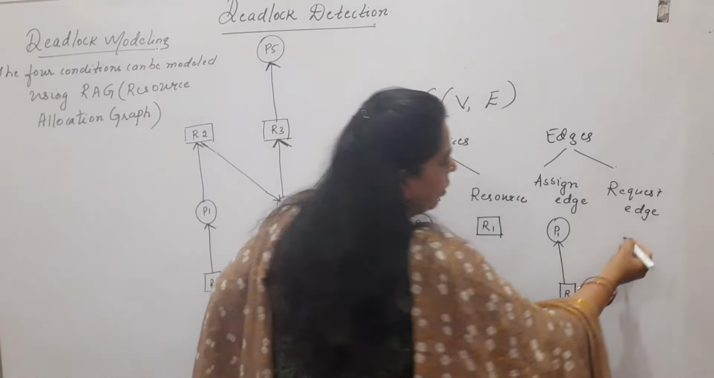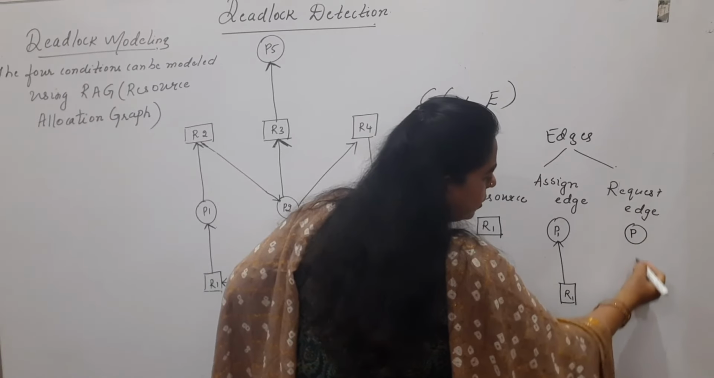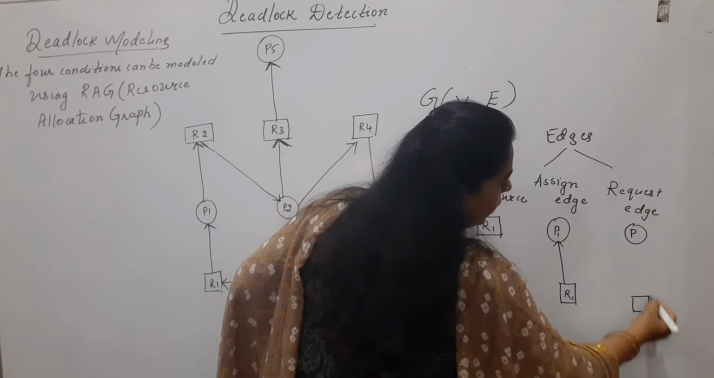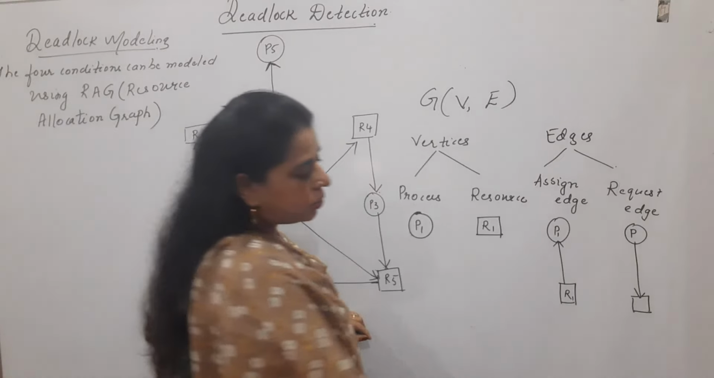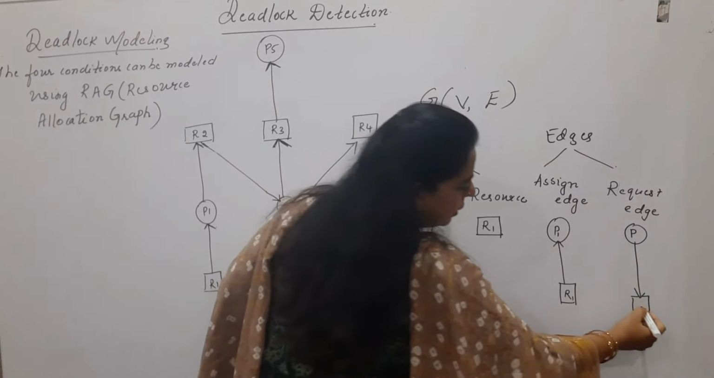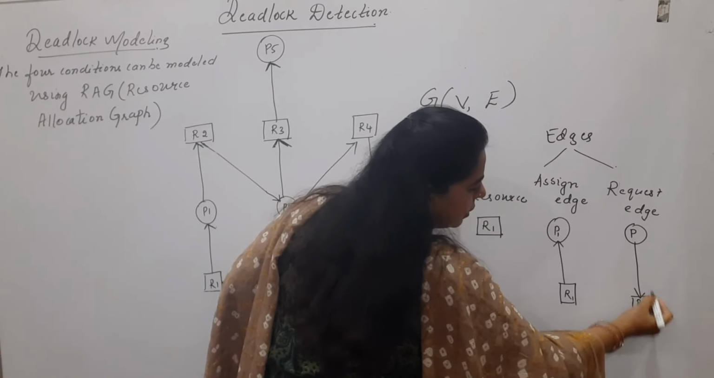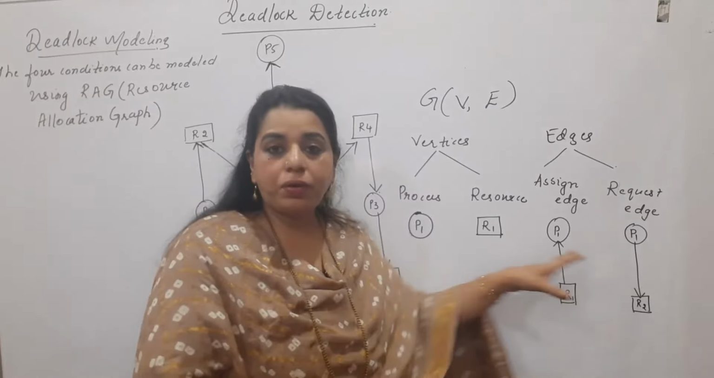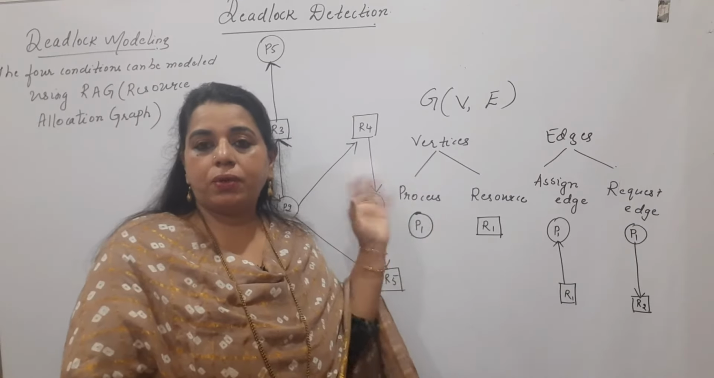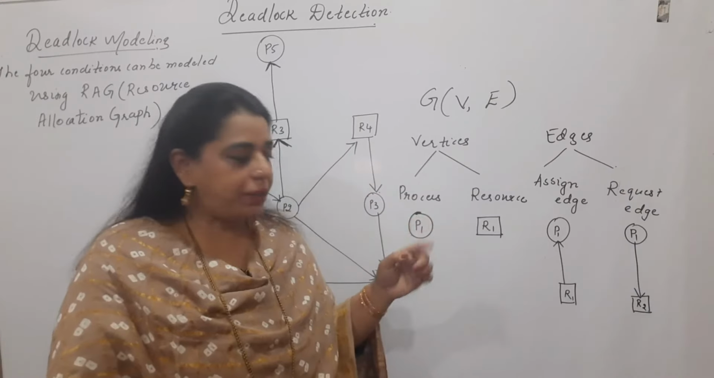A request edge is used if the process is making a request for a resource. Then the edge should have an arrow direction pointing towards the resource. So in this diagram, you can see that process P1 is requesting the resource R2. This way you have to make use of these notations in the RAG, resource allocation graph.